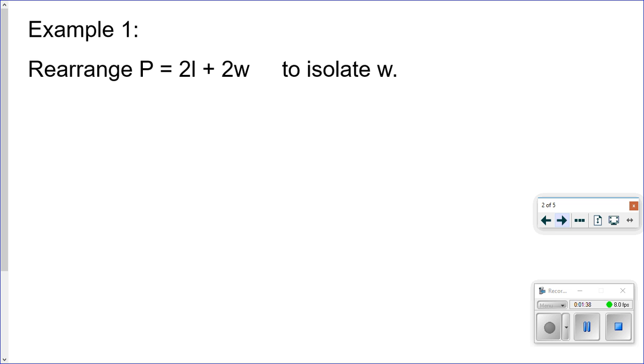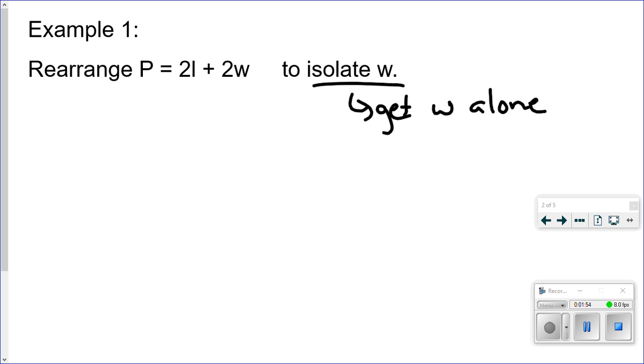so here's a formula you probably got introduced to way back in grade 6. It's the perimeter formula for a rectangle. Isolate W. And I always have a couple people who ask me, what does isolate mean? It's another way of saying solve for W or get W by itself. So in this case, we want to get everything away from the W and go from there.